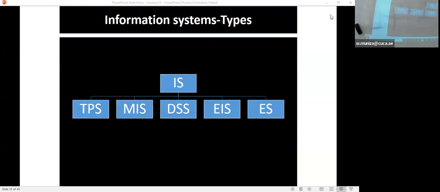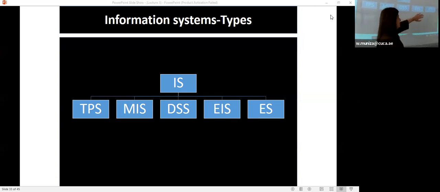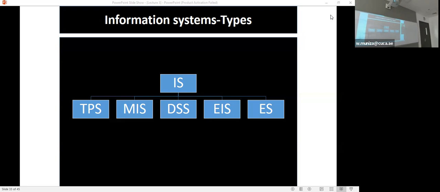Now students, the different types of information systems used in the organization are these. These are the normally used information systems in the organization: TPS, transaction processing systems; MIS, management information systems; DSS, decision support systems; EIS, executive information systems; and ESS, expert systems. So these are the organizational information software which is normally used in the organization. There can be more or less than this. In most organizations, the management information system is present.